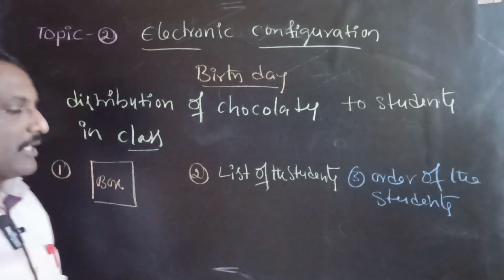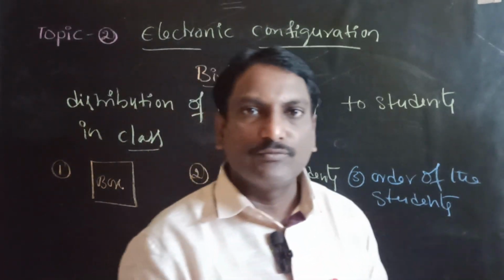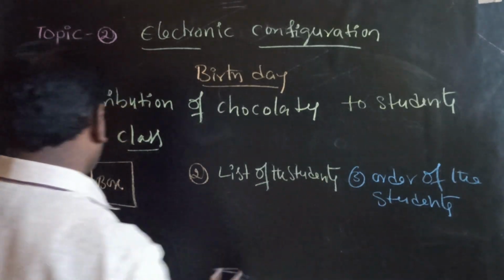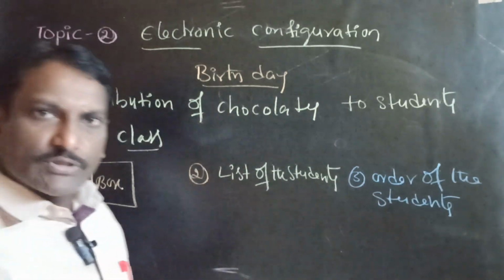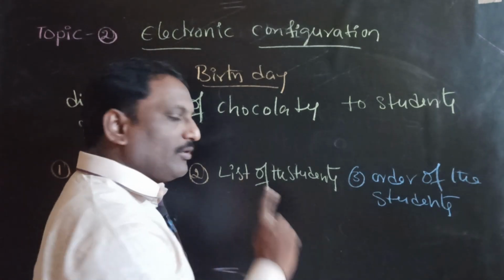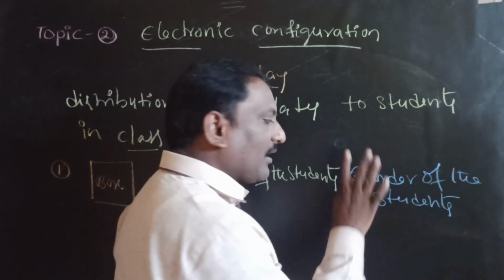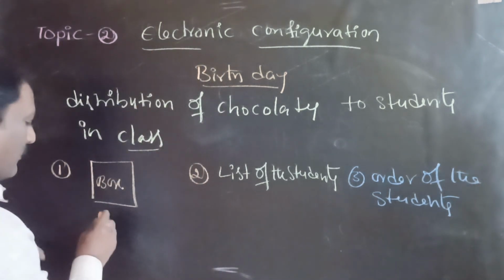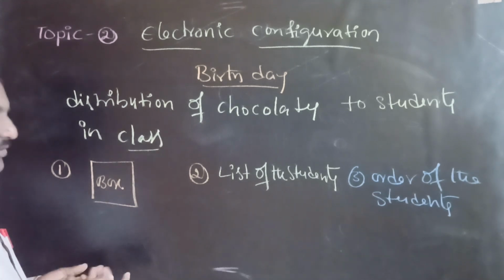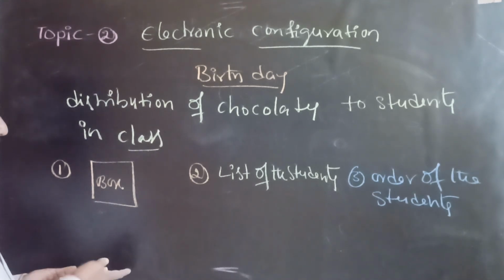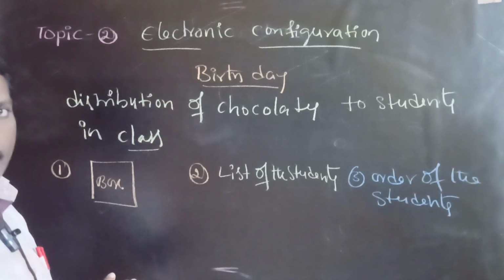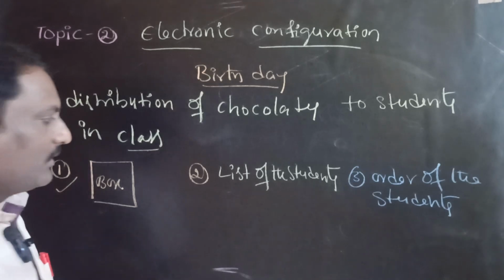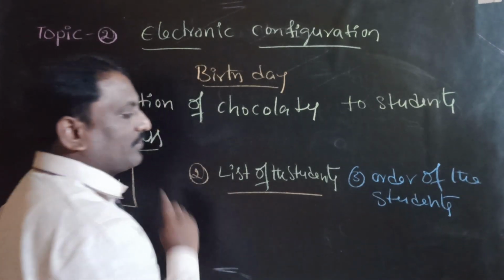So if you want to celebrate your birthday in the class, you must have these 3 points. Point number 1, chocolate box with number of chocolates. Point number 2, list of the students. Point number 3, order of the students. For example, for the chocolate box, we have to know how many chocolates are there, and we require one box of chocolate to distribute in the class. Point number 1 completed.